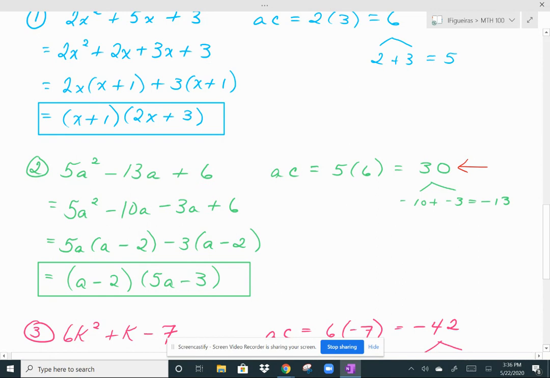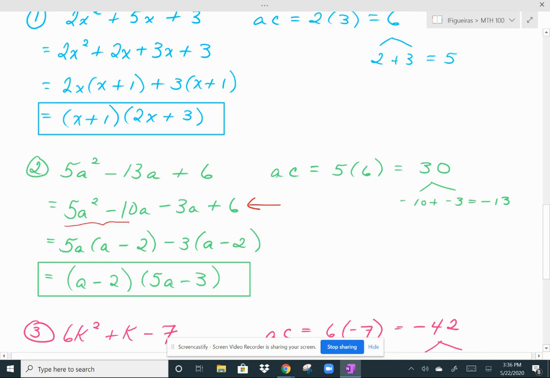So what works is -10 and -3, which you see right here. Now I take that -10 and that -3 and I rewrite -13a in terms of -10a, -3a. The first term and the last term stay the same. Then, again, collectively, all four terms on this line have nothing in common, but in pairs they do. So we factor by grouping.